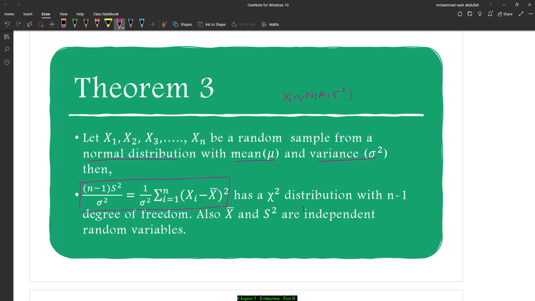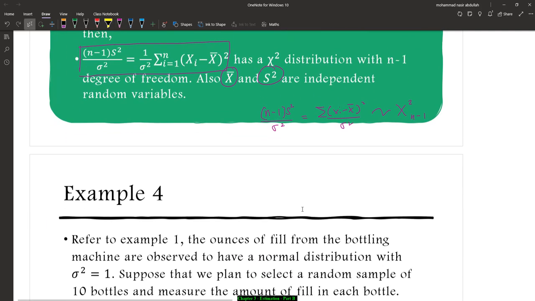Here, n minus 1 multiplied by the sample variance divided by the population variance sigma squared is also equal to the summation of xi minus x bar squared divided by sigma squared. This has a chi-squared distribution with n minus 1 degrees of freedom. And we know that x bar and s squared are independent random variables. This is theorem number 3. It says that n minus 1 multiplied by the sample variance divided by the population variance has a chi-squared distribution with n minus 1 degrees of freedom.